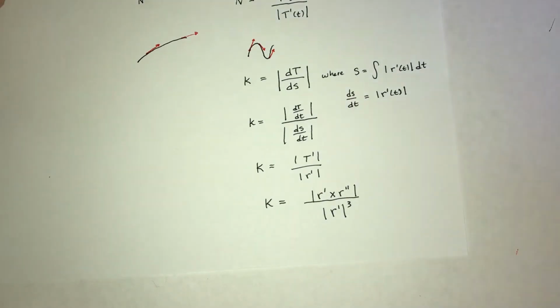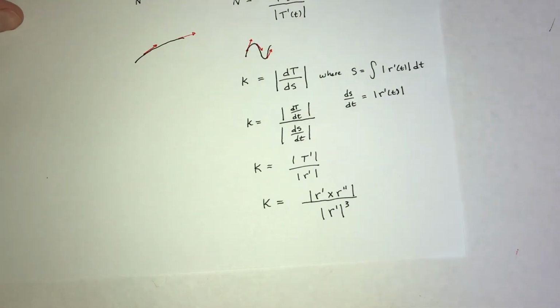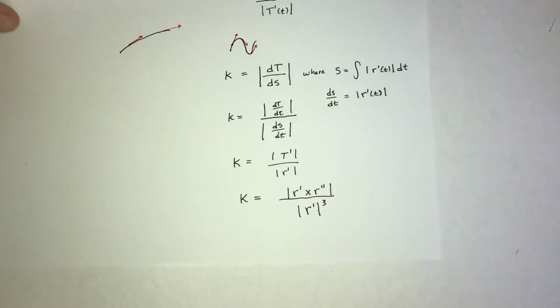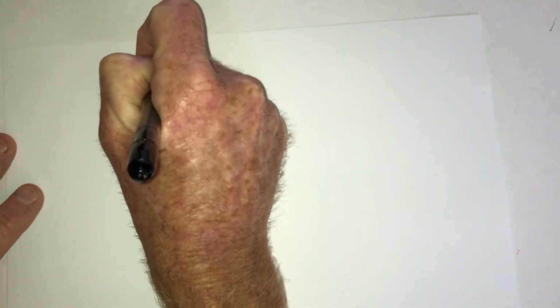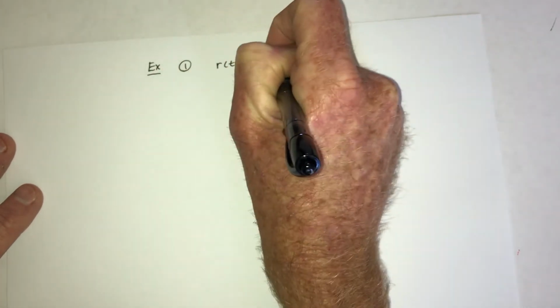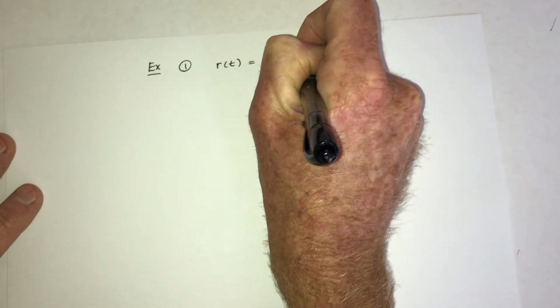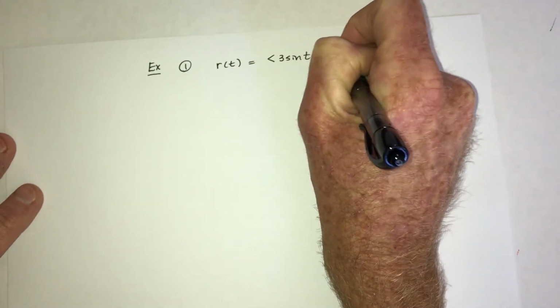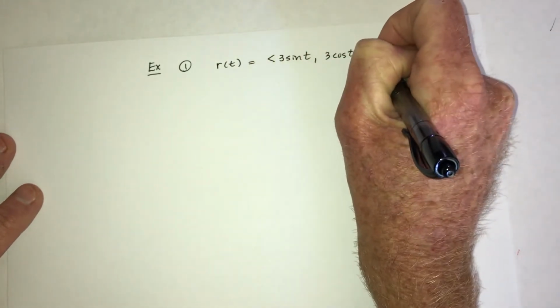All right, now let's actually do some examples. So for example number 1, the function is going to be 3 sine of t, 3 cosine of t, comma 1.